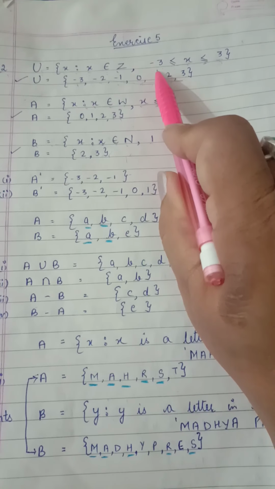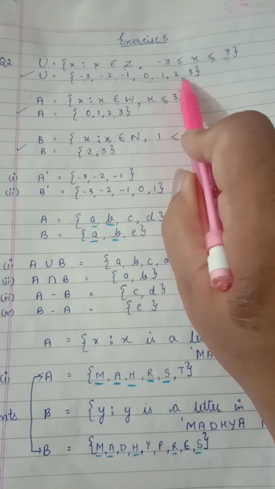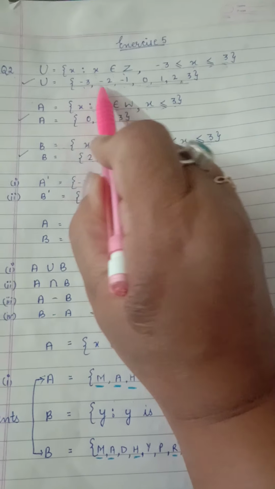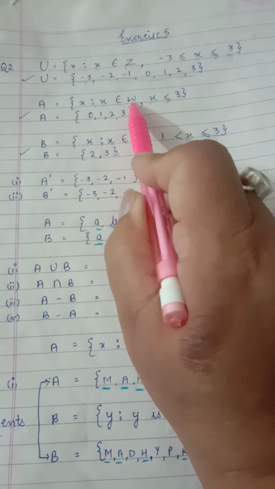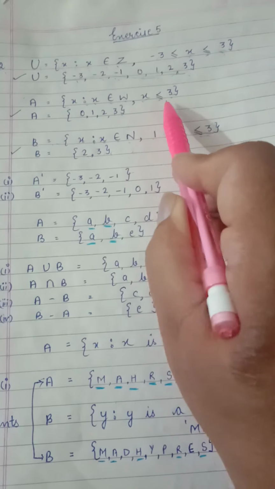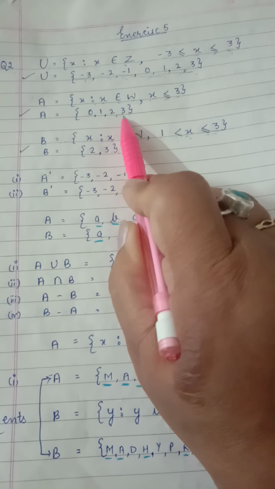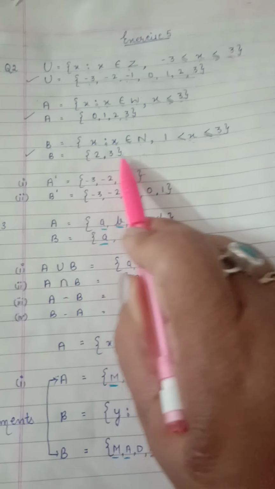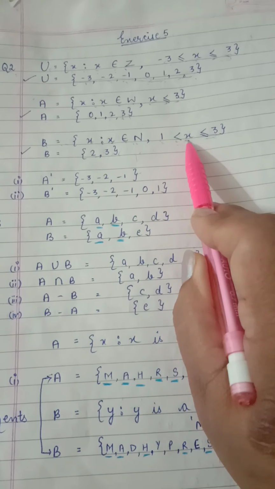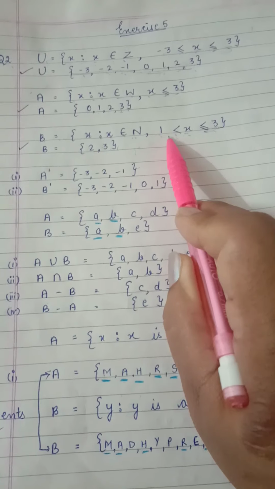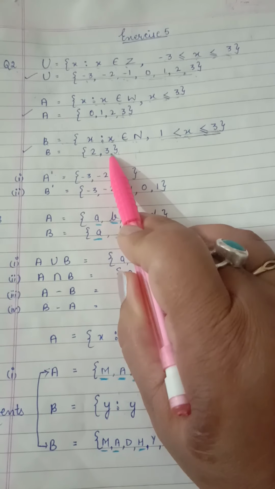So, all the elements from minus 3 to 3 are part of the universal set, that is minus 3, minus 2, minus 1, 0, 1, 2 and 3. Set A: all the whole numbers less than or equal to 3, that is 0, 1, 2 and 3, are part of set A. Set B: natural numbers with 1 less than x less than or equal to 3. So now we have to choose the natural numbers between these, that is 2 and 3.